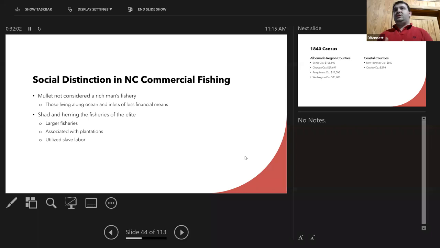A good point of comparison would be the shad and herring fisheries in North Carolina around the Albemarle region or around some of the large rivers like the Neuse or the Cape Fear, where there's more rich agricultural lands, larger plantations, a lot more money, as well as slave labor. And so the shad and herring was a rich man's fishery while mullet was not.